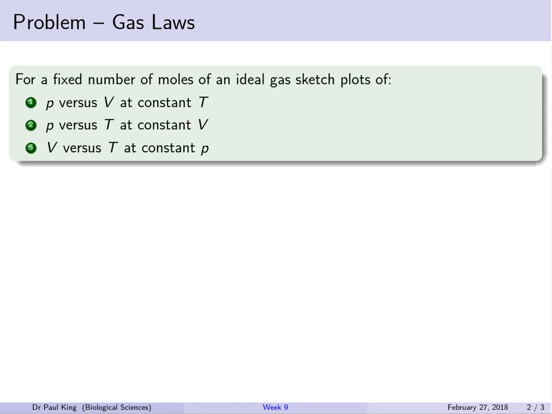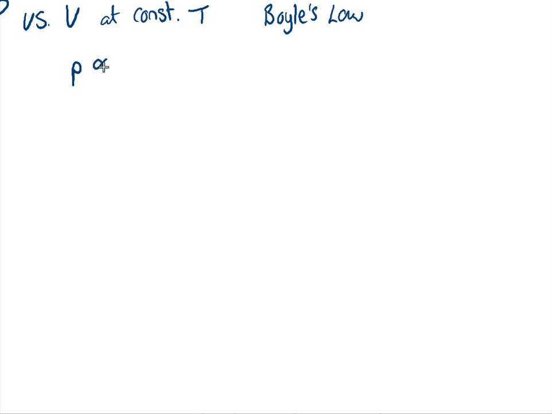Okay, so our first plot will be pressure versus volume at constant temperature. Okay, and this is basically what's known as Boyle's law. And what Boyle's law states is that the pressure is inversely proportional to the volume at constant temperature. Okay, and what that looks like if we plot a sketch of it is the following.